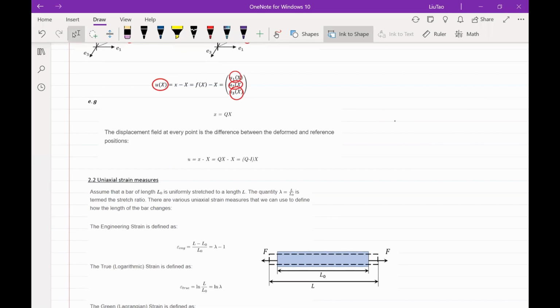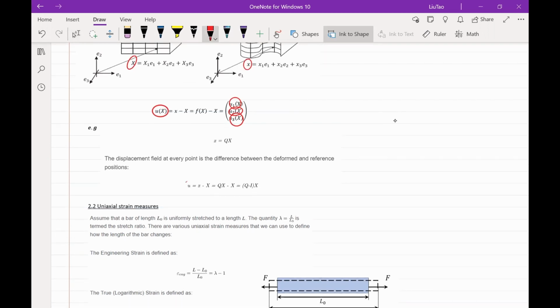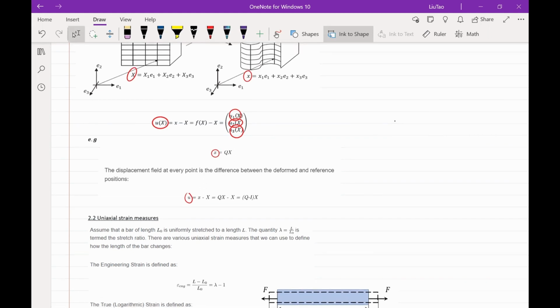For example, here we have a pure rotation Q. And so small x can be expressed by Q and X: it's equal to Q times capital X. Then the displacement u is equal to x minus the corresponding points in the undeformed configuration, which is capital X. So it's equal to Q minus the identity matrix times X.